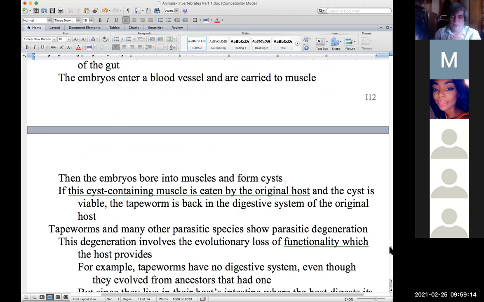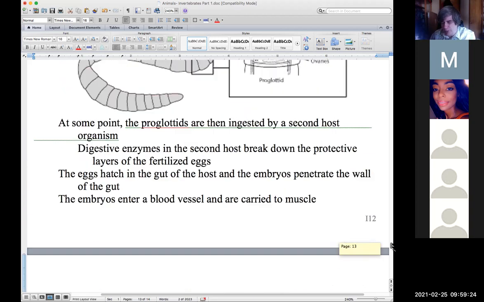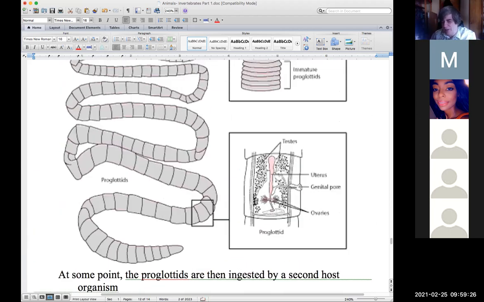Now notice tapeworms and some other species of animals that we'll talk about have a characteristic that's sometimes called parasitic degeneration. Now, we don't mean they're degenerate and disgusting. Think about this scolex again. Notice that all we see in here pretty much is reproductive organs. There's no digestive system. Why don't tapeworms have to have a digestive system?